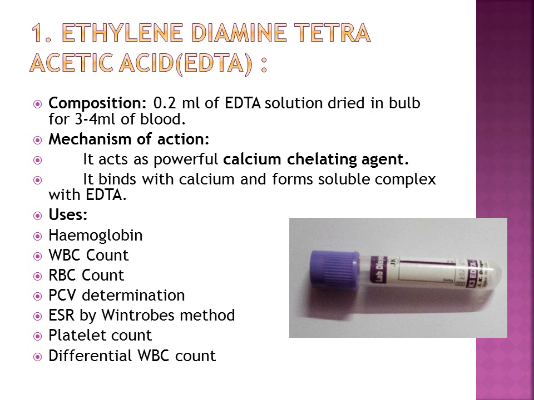Now we will see a few examples of anticoagulants. First is the ideal anticoagulant used in hematology: EDTA, ethylene diamine tetraacetic acid. Its mechanism is mainly as a calcium chelating agent. It removes calcium so that there is no clotting and the blood stays in liquid state. Its uses are all hematological investigations like HB, CBC, ESR, PCV, and all cell counts.